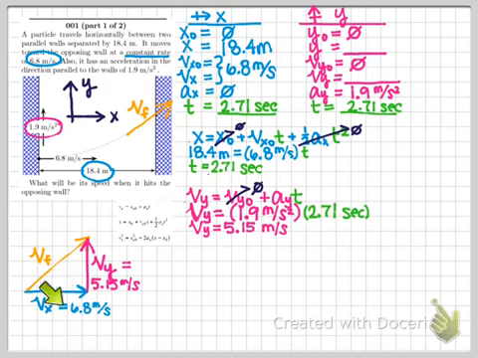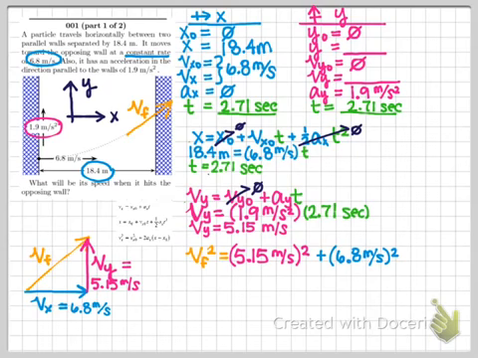And so now it just becomes a Pythagorean theorem problem. You know, two sides of a right triangle. So a squared plus b squared equals c squared. Or velocity final squared equals 5.15 meters per second, squared, plus 6.8 meters per second, all of that squared. And so if I calculate all this, and if I want to solve for v final, of course I'm going to have to take the square root of both sides.